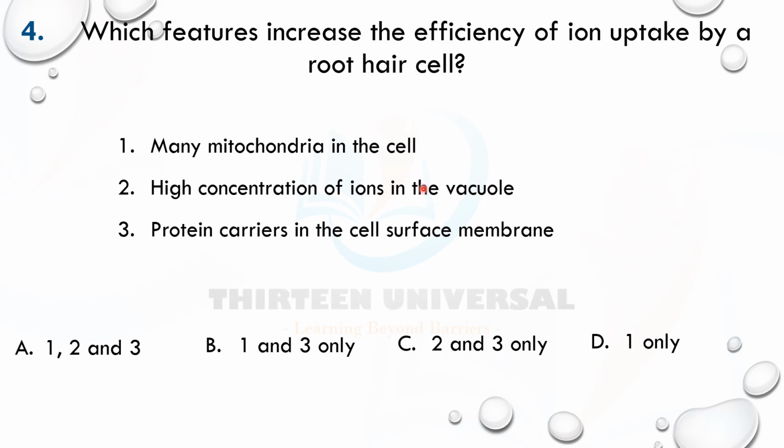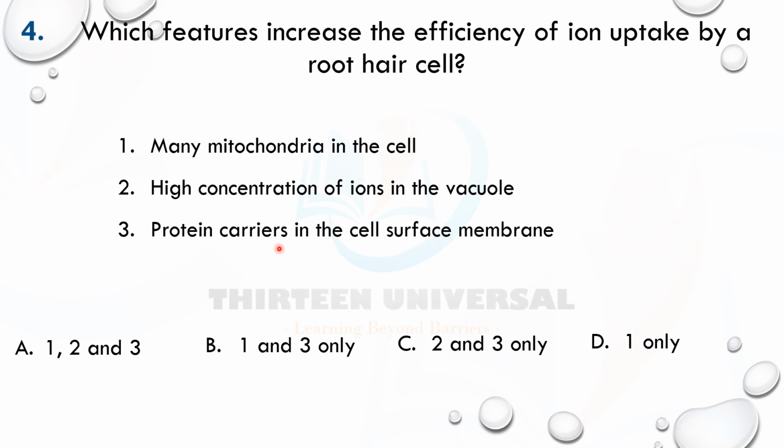2 says high concentration of ions in the vacuole. Remember that concentration gradient does not affect active transport. This is on active transport, because ion uptake is by active transport. So it affects facilitated diffusion, but not active transport. So 2 is wrong.